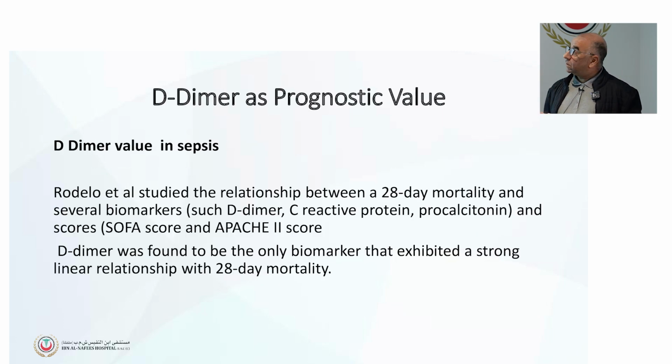D-dimer also here, Dr. Hasan, is used as a prognostic value. We know it is increased in acute illness. So Rodelo studied 28 days mortality and several biomarkers in sepsis, including D-dimer, C-reactive protein, procalcitonin, SOFA score, and APACHE scores. D-dimer was found to be the only biomarker that exhibited a strong linear relationship with 28 days mortality. So the higher the D-dimer in sepsis, the greater the likelihood of a bad outcome.